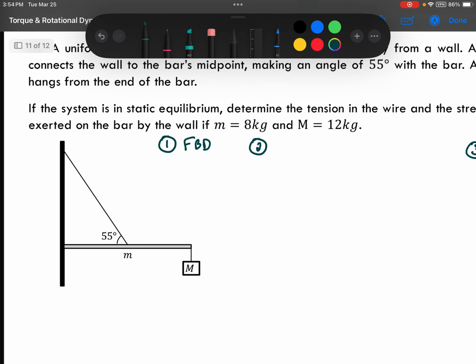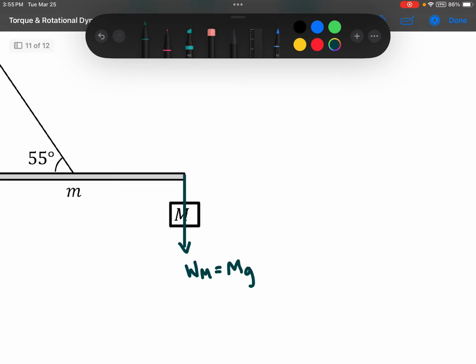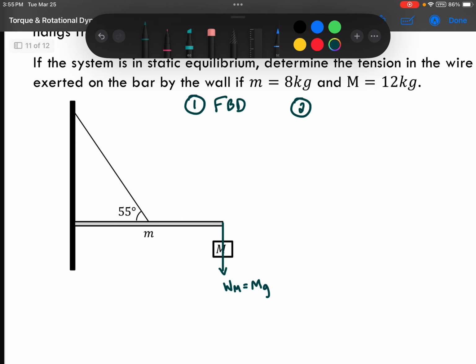All right, we have the sign hanging at the end of the bar with weight capital M. And weight is always going to point in the direction of the gravitational field, so straight down. So we have the weight of the sign, big M, so that's going to be equal to big Mg. So that's our first force we can label.